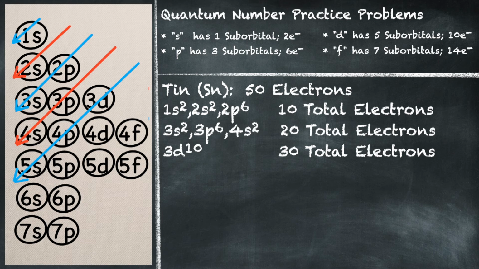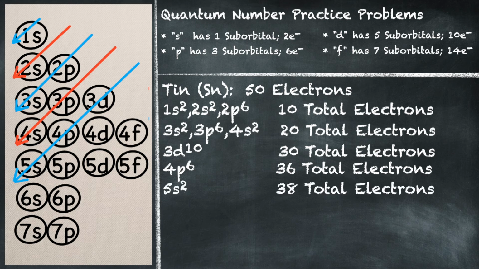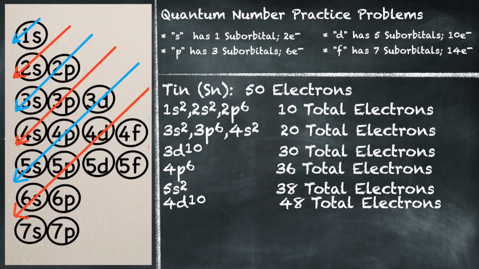Now we're on the 4p orbital. We need 50, so we can go ahead and fill this one up. That's going to be 4p6 for 36 total electrons. Then we go to the 5s orbital and fill that up to get 5s2. That's going to give us 38 total electrons. And then we go to the 4d orbital. That's going to give us 48 total electrons if we fully fill that up.